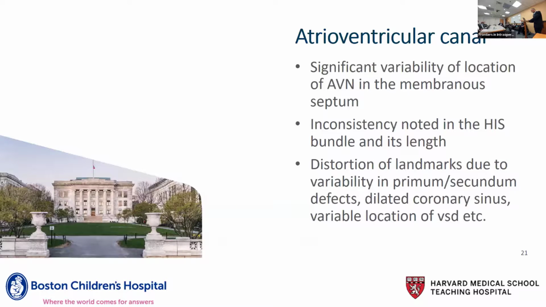How about in cases of AV canal? Again, from Dr. Sanders' lecture, we understand that most of the time it's in a fixed position, but there's also significant variability in the membranous septum, how typically displaced the AV node is in these canals, and depending on other anatomical distortions, such as the primum, secundum defects, the coronary sinus, the VSD, and also inconsistency in the length of the His bundle prior to bifurcation.